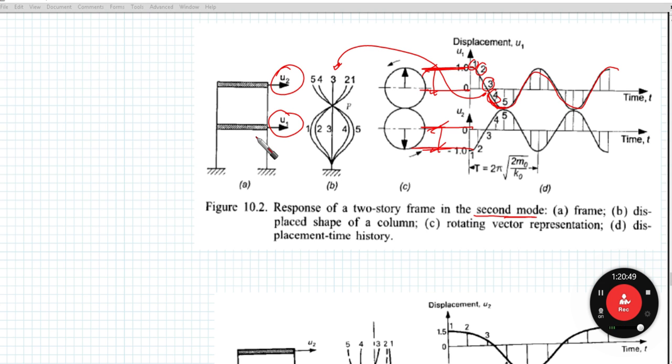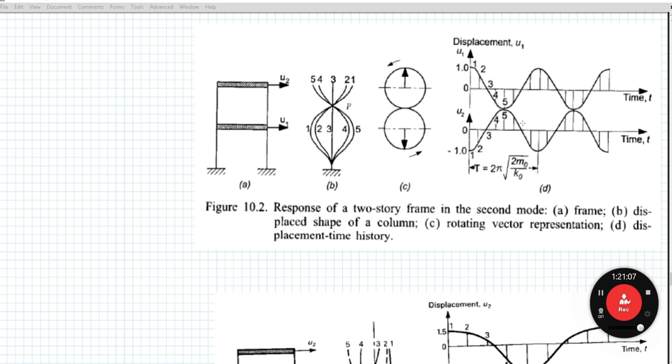Okay, that's how the displacement is going to be. This is the frame. This is the displaced shape of the columns, for example. This is the rotating vector representation, and here we have the displacement time history.